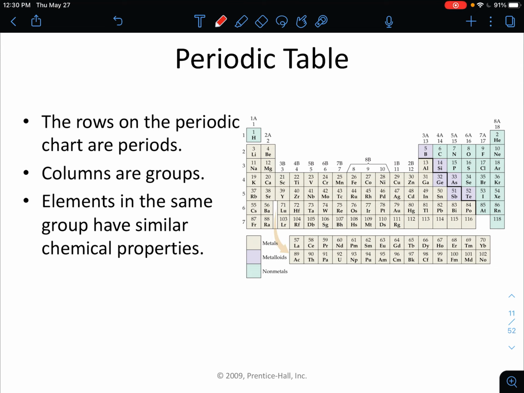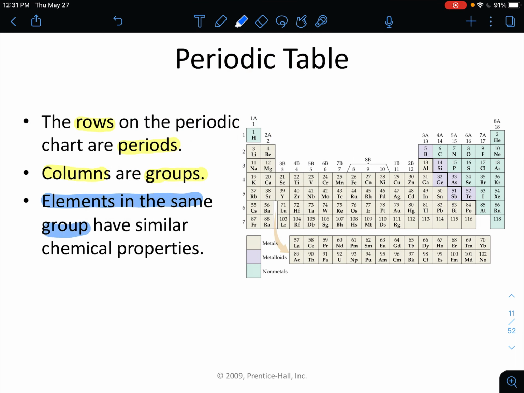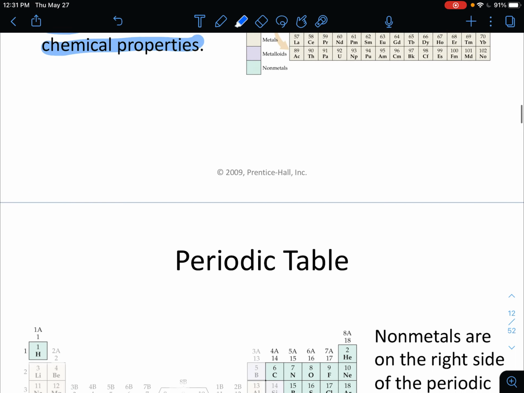Okay, so with that, we have some vocabulary. Rows on the table are called periods. Columns on the table are called groups. Typically, I'll keep saying row or column along with the official terminology just to make sure I'm being pretty clear. And then, like I was just saying, something we're going to observe is that elements in the same group, the same column, are going to have similar properties.